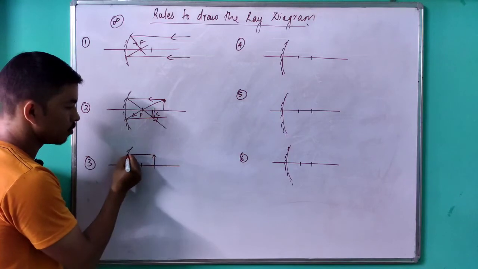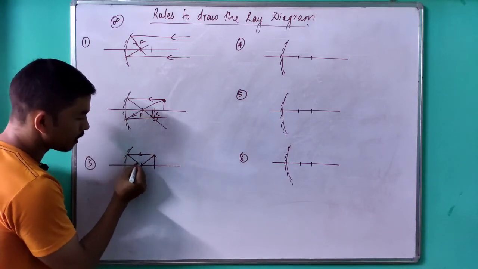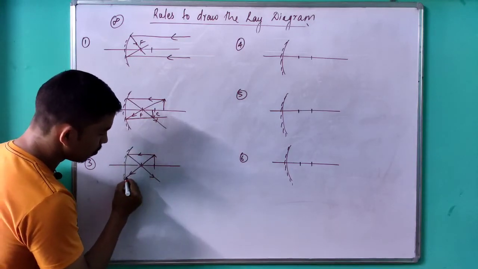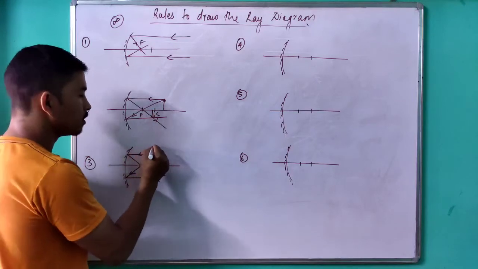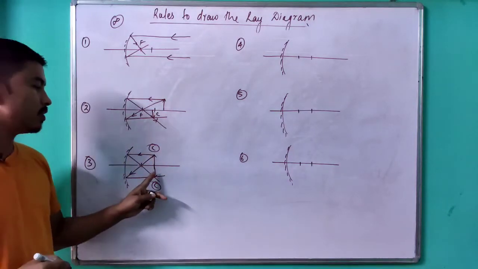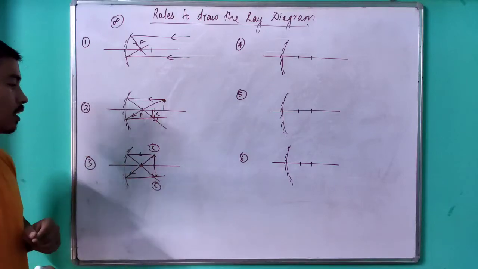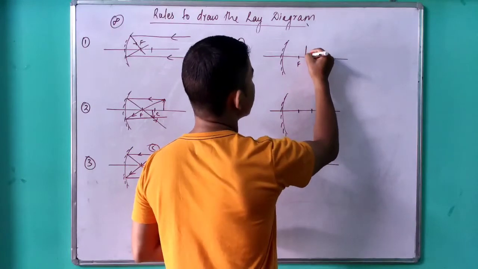Now another case, when I keep the object exactly at the center of curvature. I will draw the 2 rays, one parallel, another passing through the focus. The parallel one will pass through the focus, another will go parallel to the principal axis. So when the object is at the center of curvature, the image will also be formed at the center of curvature. The image is inverted, same size and real. Now I will bring it closer, between C and F.